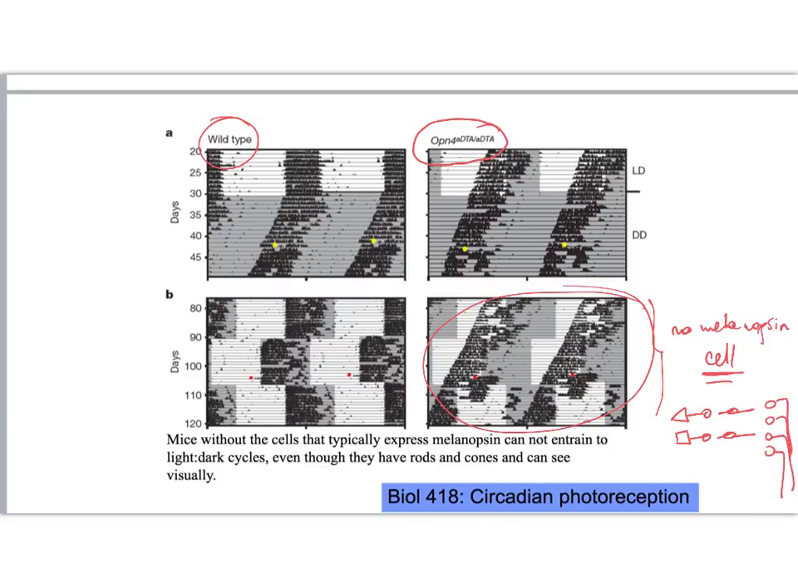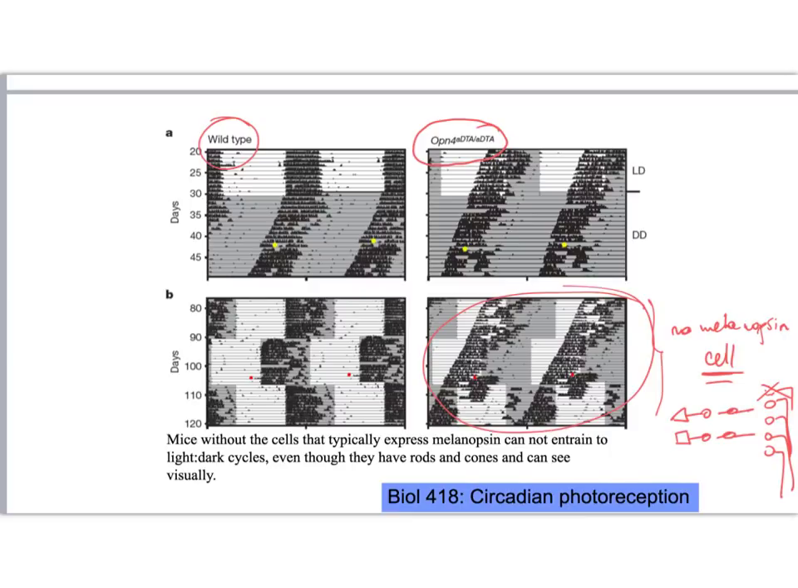But they don't have the cells that have melanopsin. So in other words, these blue cells are no longer there, right? So it's not that we remove the gene melanopsin from the cells, but we remove all the cells altogether. And these animals can perfectly form images. They have intact image forming vision.